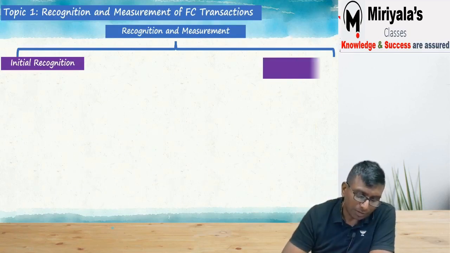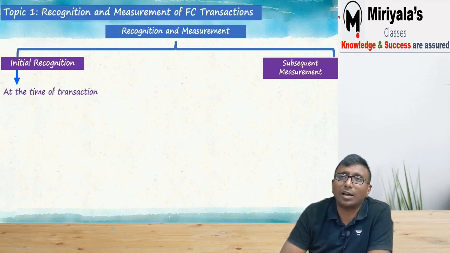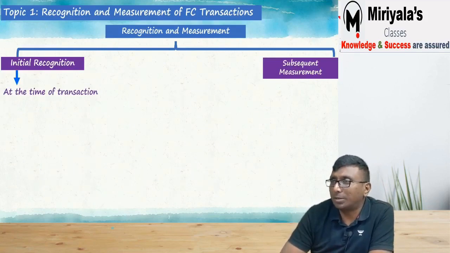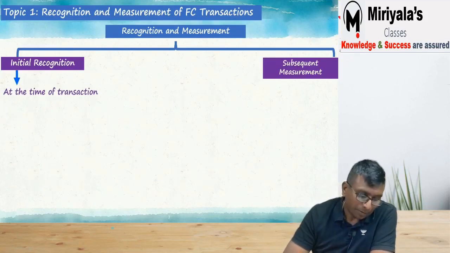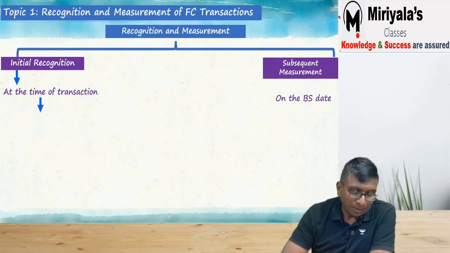Yeah, what rate should I write? That is subsequent, sir. Subsequent means on the balance sheet date, is there anything to be done? What to do and what not to do, we will talk about obviously. Okay, right. At the time of transaction, yeah, right. This is on the balance sheet date.